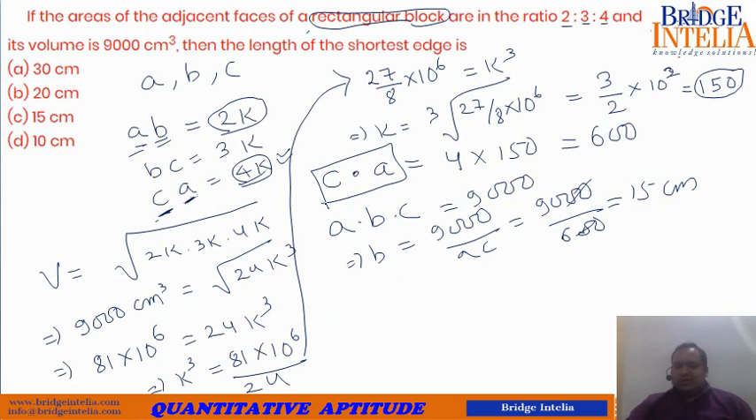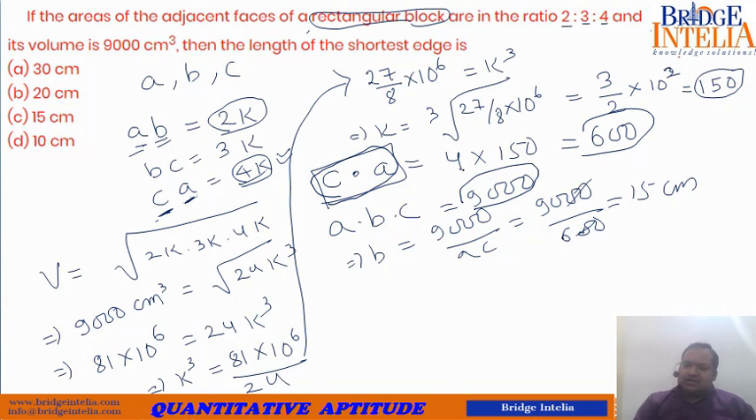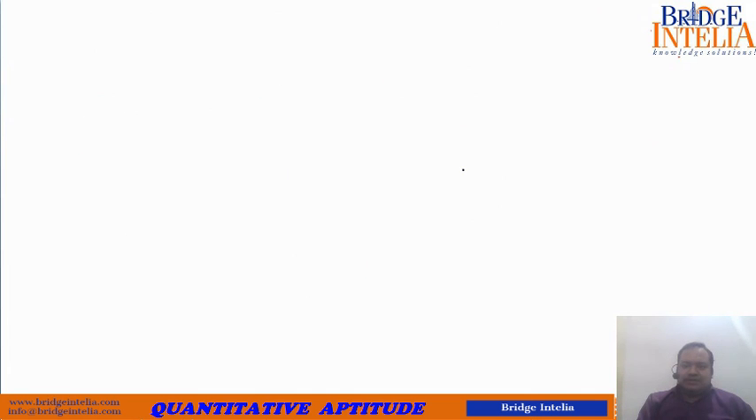So we have done just that. We have found out the area involving the two larger edges came out to be 600. We also knew that the volume is 9000. So based on this figure itself, we could have calculated the third side, and that is what we have done. So now let's move to the next question.